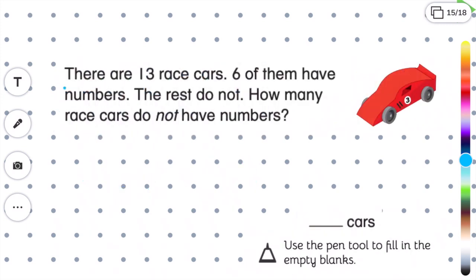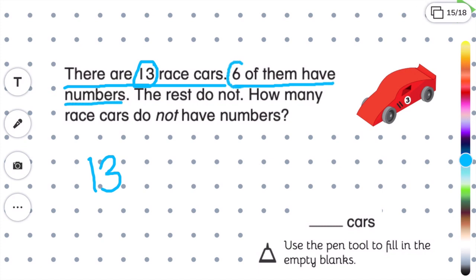There are 13 race cars. That number 13 is an important piece of information, so I'm going to write it down below. 6 of them have numbers. So that 6 is important. I'm going to write it down. The rest do not. How many race cars do not have numbers?